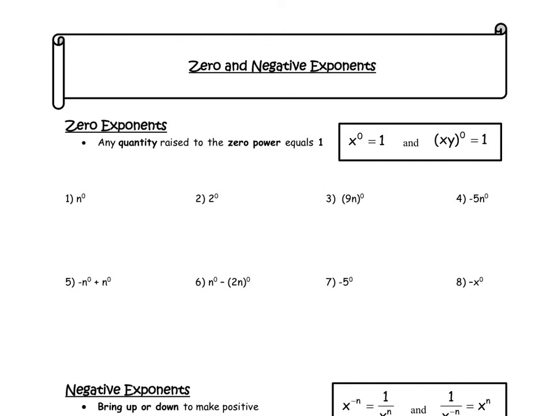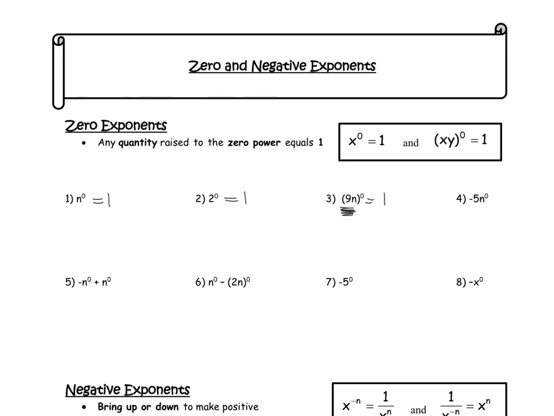Okay, now we have something called negative exponents and zero exponents. Zero exponents are fun because anything raised to the zero power is equal to 1. Whether it's inside the parentheses, like this whole thing being raised to the zero power is 1, or if it's just one little person. So n to the 0, definitely 1. 2 to the 0, definitely 1. This whole thing, 9n to the 0 power, 1.